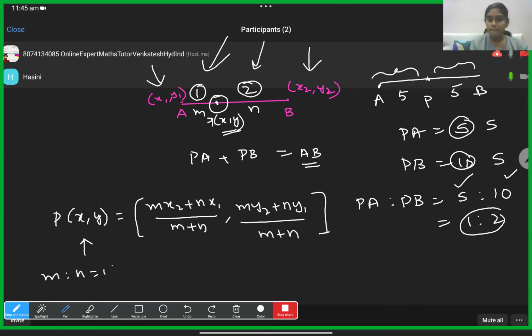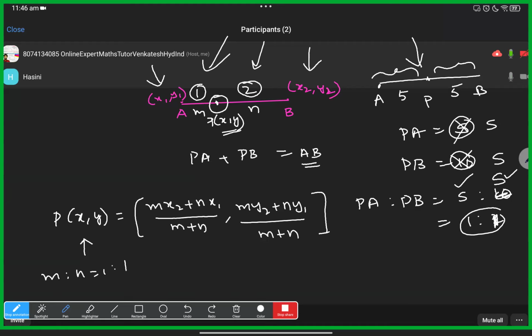So in that case, Hasni, the ratio will become how much? 5 is to 5 means 1 is to 1, we will get. Yes or no? If point P lies exactly at the center of the line segment joining A and B, then the ratio will be taken as 1 is to 1. So for that we will directly use a midpoint. We'll say midpoint. In that case, P is a midpoint also.